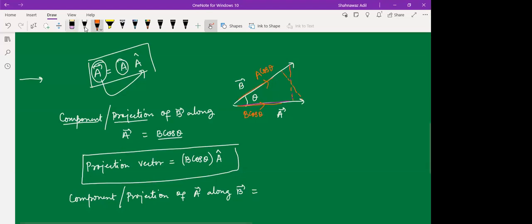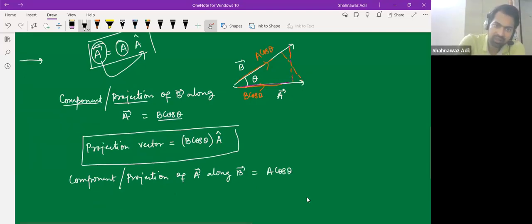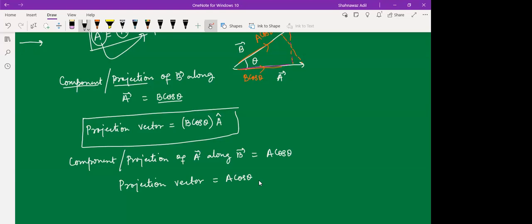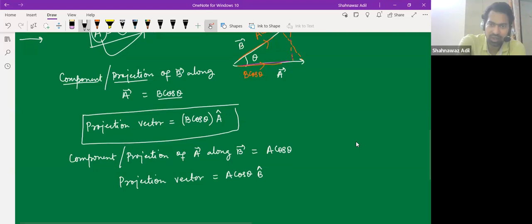Yes, sir. So this is A cos theta, right? And if I write the projection vector, it will certainly have a direction. So this would be A cos theta. And what would be the direction, guys? B cap. B cap, right? Good. So this was about the dot products that we need to do.